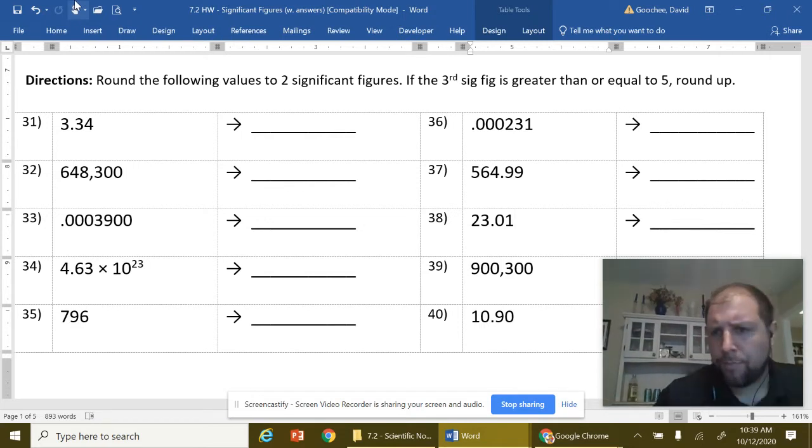So here's some sample problems. Again, these aren't the homework problems you're dealing with. This is just a sample.